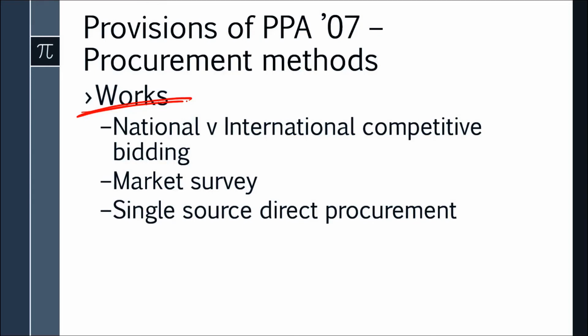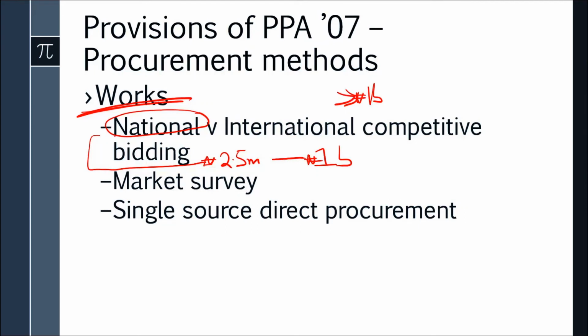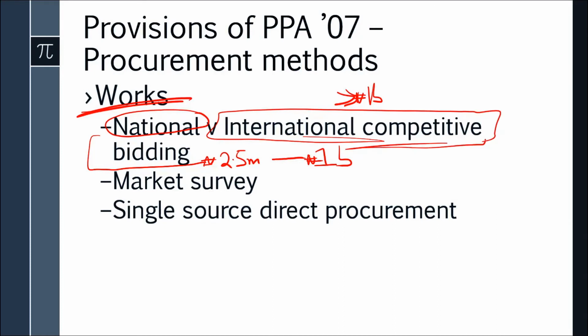So national bidding need not be restricted to 100 million, and can go as high as 1 billion. That is for national competitive bidding. But for any amounts that exceed 1 billion, it must be open to national and international bidding, just saying that both Nigerian and foreign suppliers will be allowed to tender.